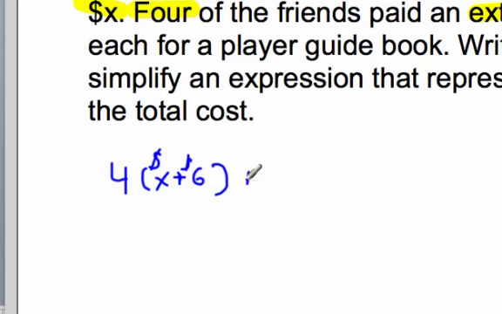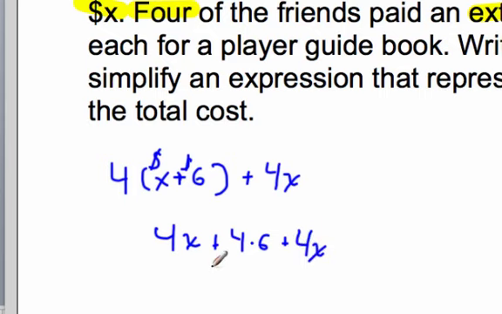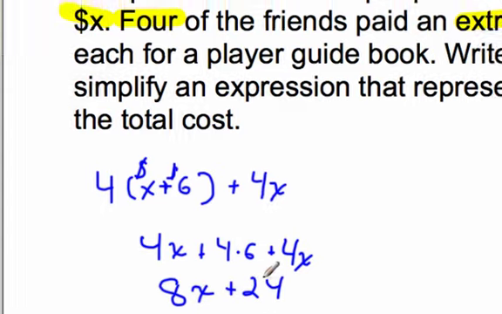And we're also going to add on to this the 4 friends that didn't pay for a guidebook. So they paid X. And so what we end up with here is 4X plus 4 times 6. We have to distribute the 4. Plus 4 times X. And the 4 X's, we can combine those and make those 8 times X. And then the 4 times 6 we can call 24. So really what we did here is we have 8 people getting admission, and we don't know what the admission cost is, plus $24 worth of player guidebooks.